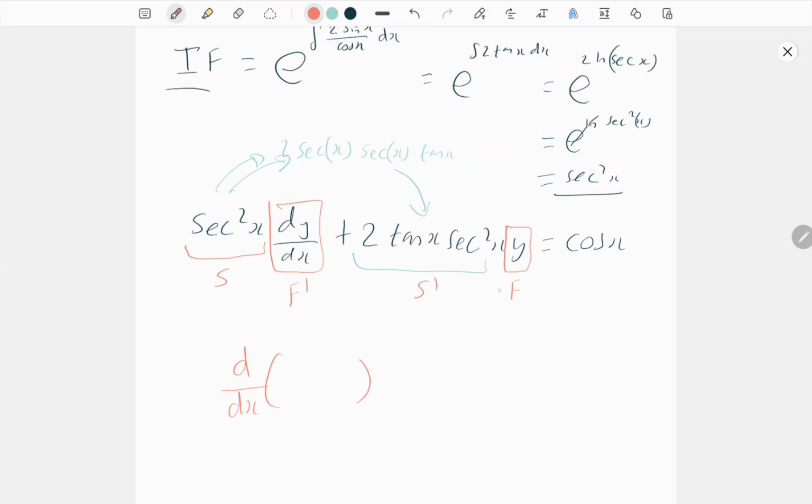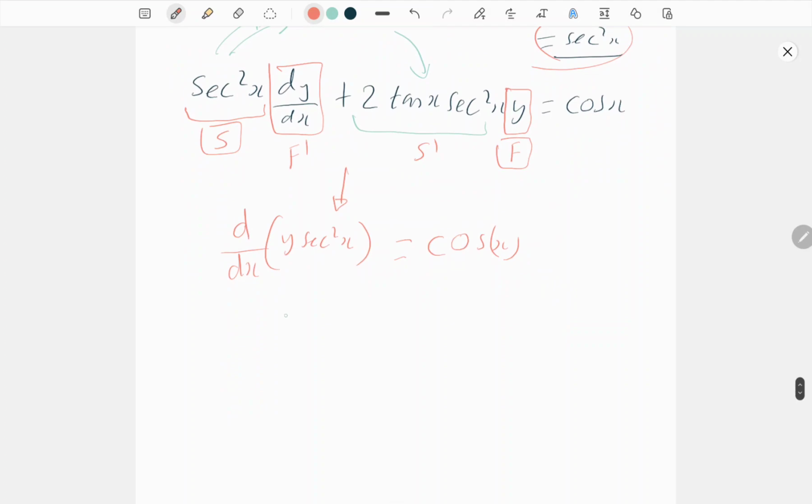So if we write the product down, first function, second function, that's just y sec squared x. So we've seen that if you multiply by the integrating factor, which is sec squared, it becomes in a form where you can then write it like this. So that's equal to cos x. We can now integrate both sides with respect to x.